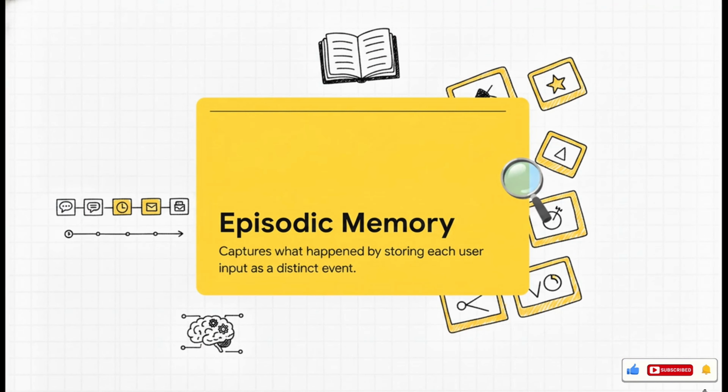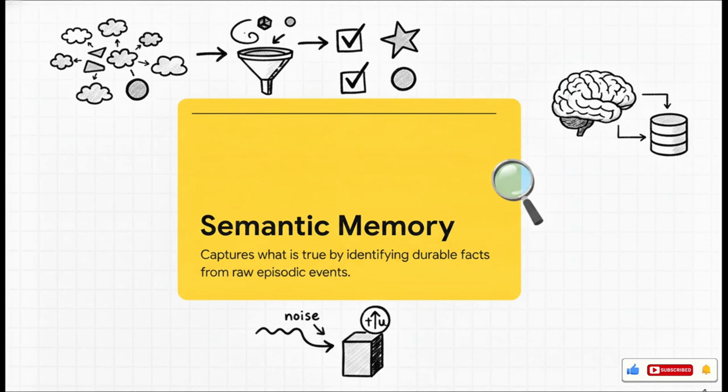First up is episodic memory. Think of this as the raw, totally unedited timeline of your life. In Atlas, episodic memory captures what happened. Every single user input is stored as a distinct, individual event. It's basically the raw log of the conversation. But as humans, we don't remember every single word of every conversation we've ever had, right? We abstract facts from those events over time.